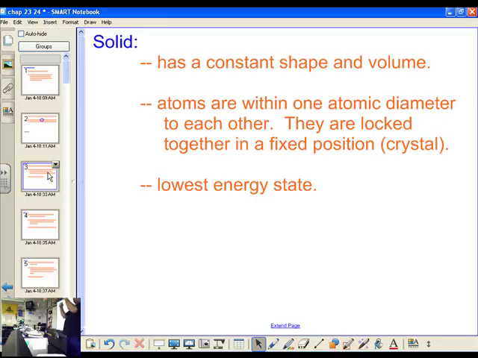So if my hammer here is one atom and my fist is the other atom, can they ever change places? No, they're locked. They are where they are. They're going to stay there. Solids have the lowest energy state for a material. So in a particular material, the solid form is going to have the least amount of kinetic energy associated with it.